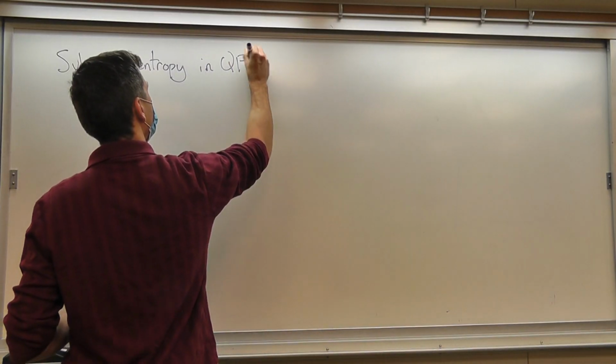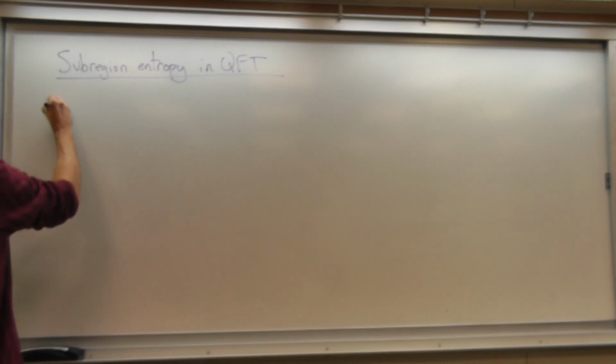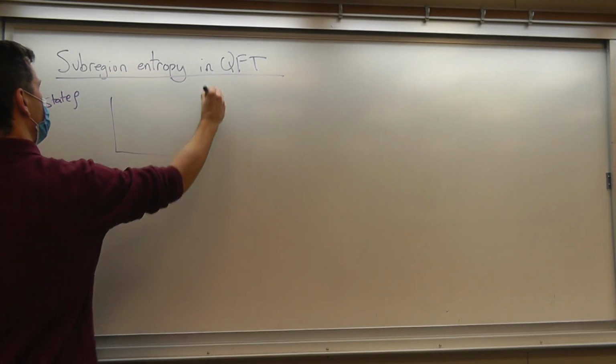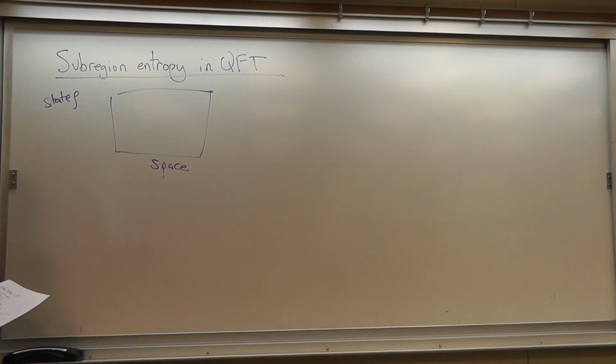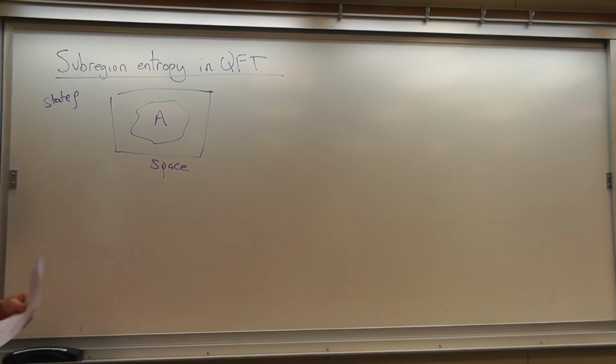Okay, now we're going to turn from quantum mechanics to quantum field theory. So, subregion entropy in QFT. So we're in some state rho, and space looks like this. And there's some region A in space.